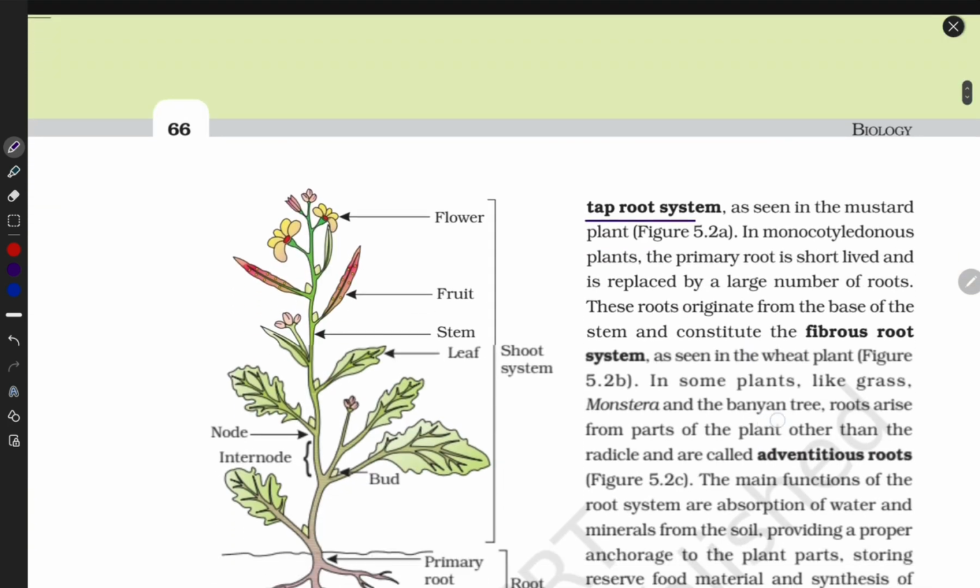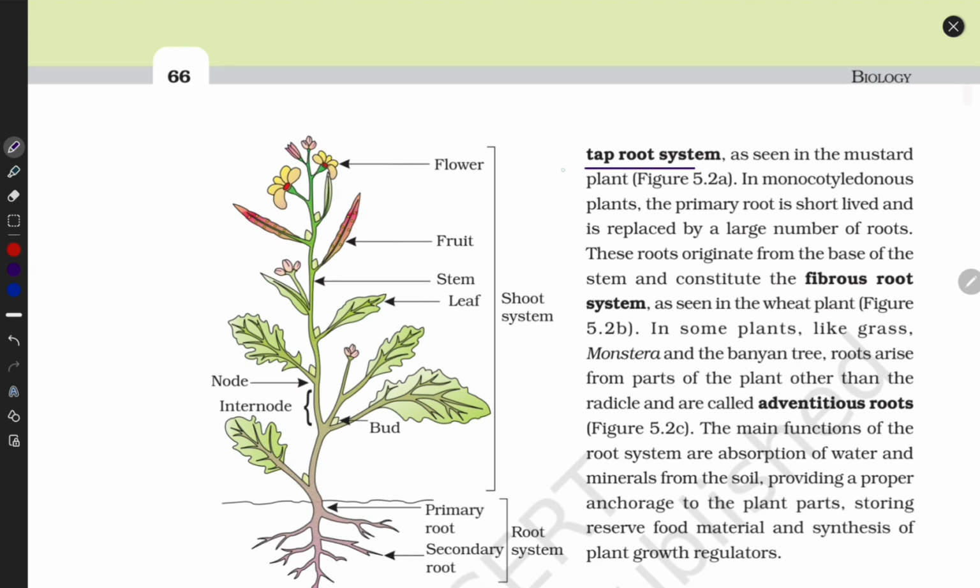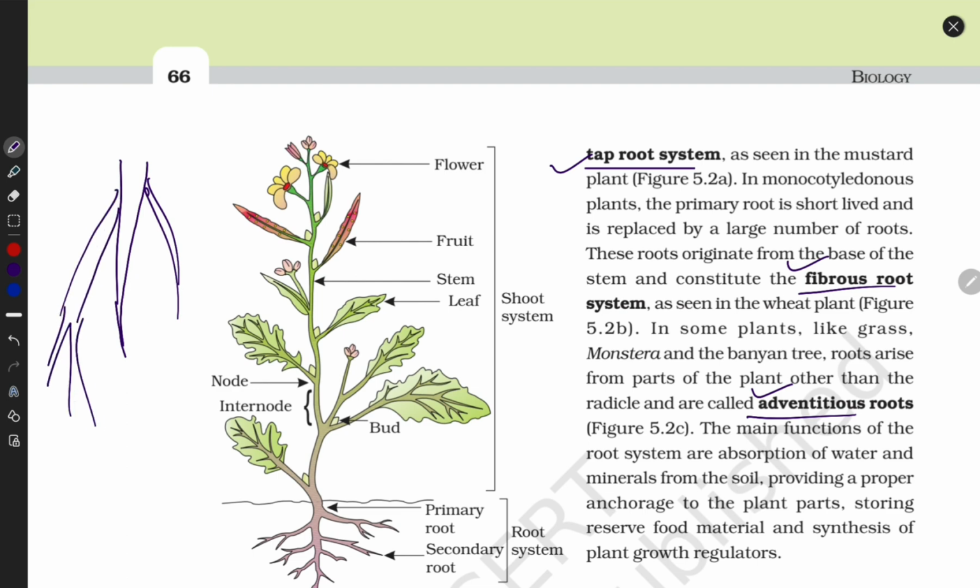Clear, guys? There are many kinds of root: taproot, fibrous root, and adventitious root. Taproot is the main root. It is long and has multiple branches. What is the feature of fibrous root according to its name? Fibrous, they are fiber in shape. Look here, these are fibers.